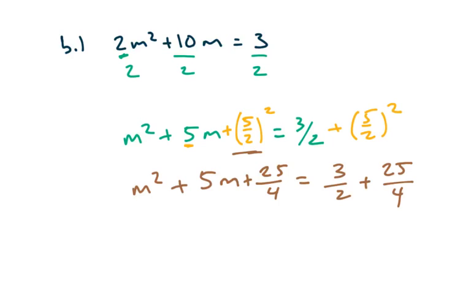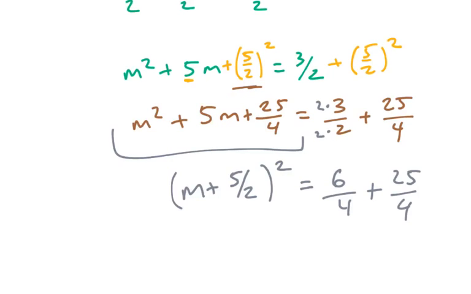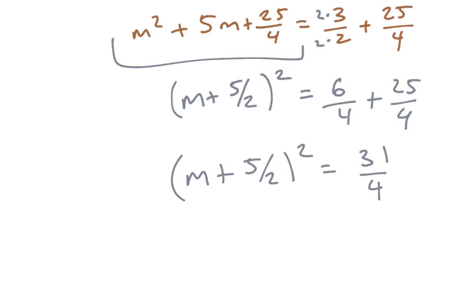We know that all of this becomes m plus 5 over 2, quantity squared. And what I'm going to do here is multiply top and bottom by 2 so that I can get the same sort of thing on the other side. And so cleaning this up, we get m plus 5 over 2 squared. This is going to clean up to 31 over 4.